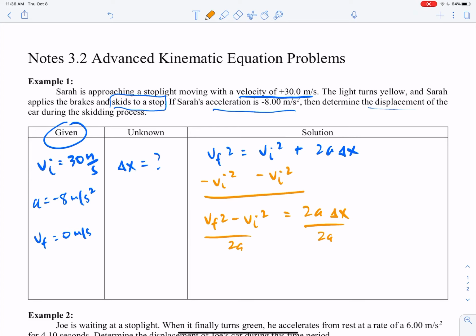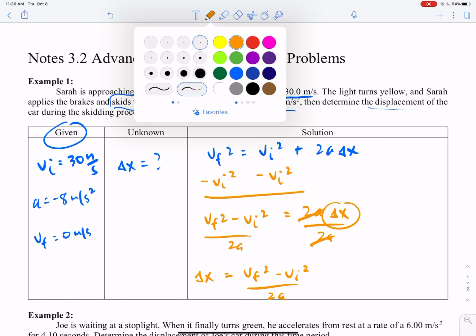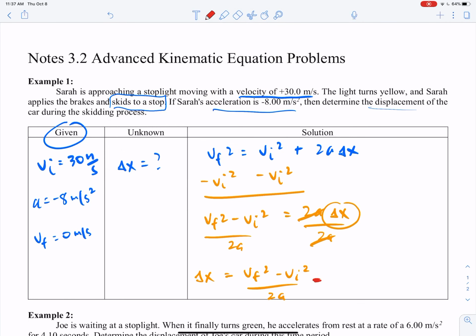And so I see that these will cancel, and I'll get delta x all by itself. So I'm just going to flip it around and say delta x is therefore equal to v final squared minus v initial squared divided by 2a. Now that I have the equation manipulated, solving for delta x by itself, I can start to plug in my numbers. And so here I'll just do it in one swoop.